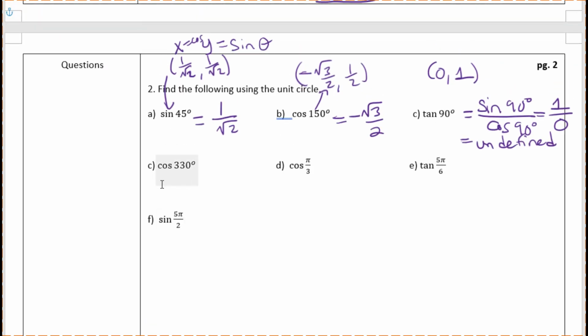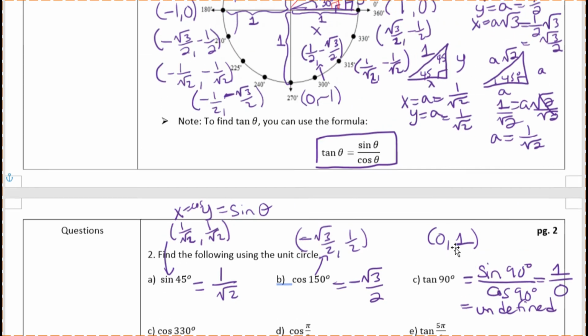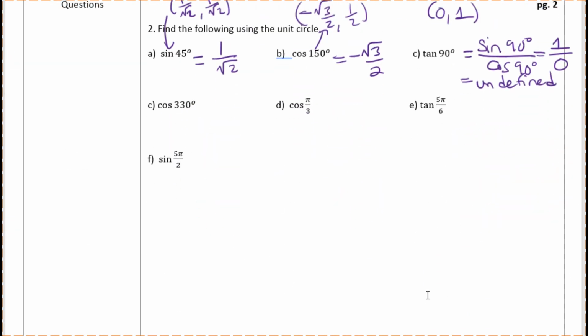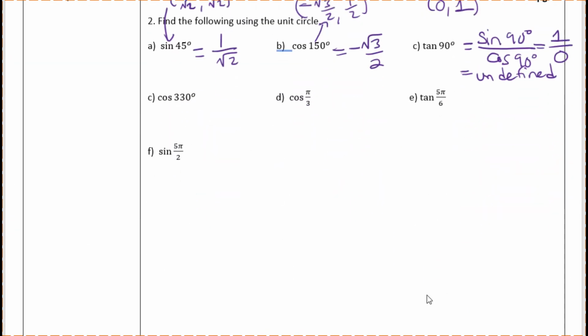Alright, so now we have cosine of 330. The coordinates for 330 on the unit circle are square root of 3 over 2 and negative 1/2. But we're looking at the cosine value, so it's square root of 3 over 2.